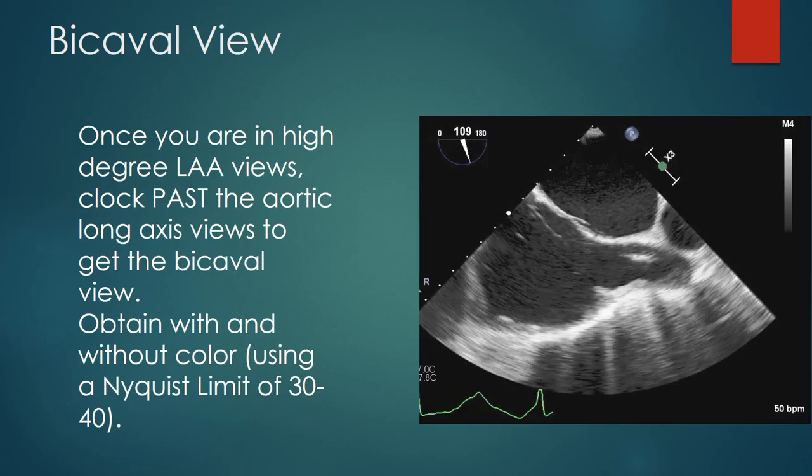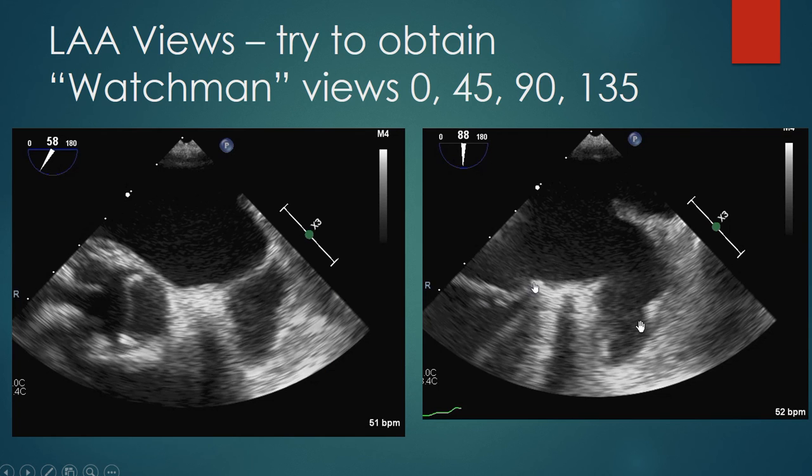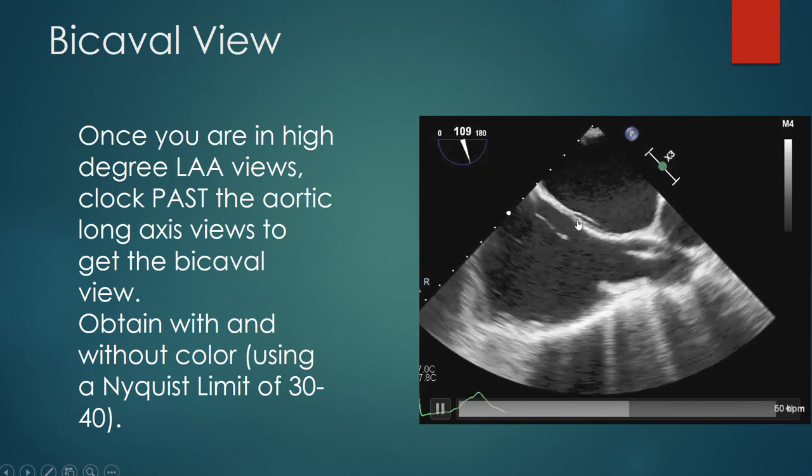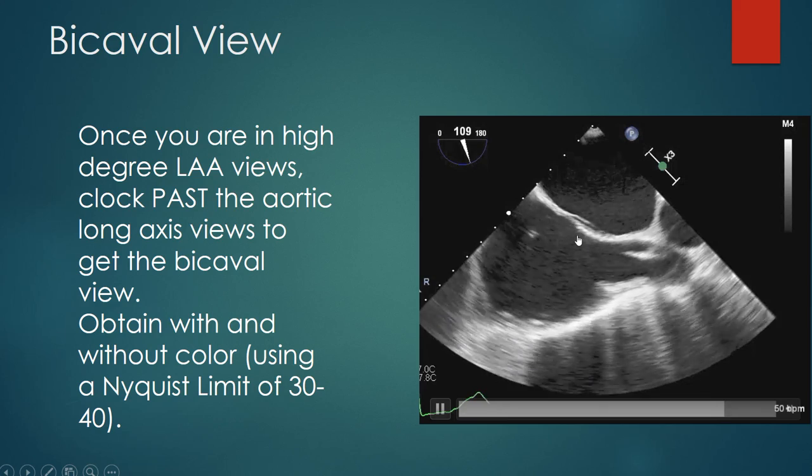Once you are at your high views for your left atrial appendage at 135, go down to 110, and then you're going to roll all the way. You're going to see the aorta in your screen. You're going to roll past the aorta to get your bicaval views. So you're going to obtain these views with and without color.